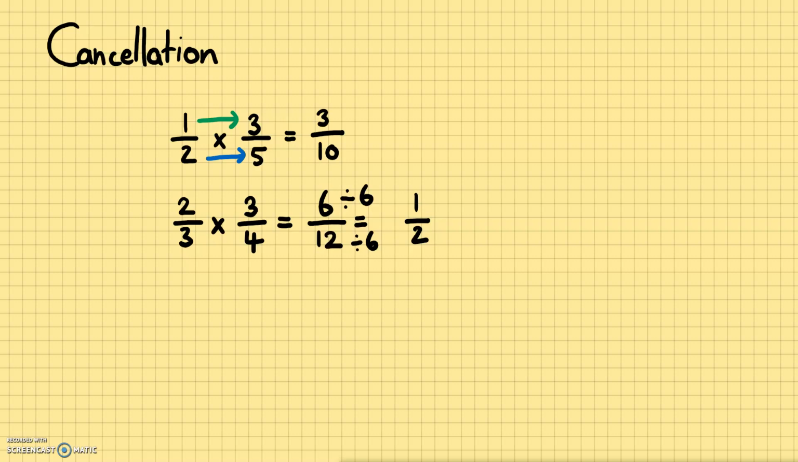But there's a simpler way of doing this. Notice, let's look at the original question here. I'll rewrite the question down here. 2/3 times 3/4. Let's look at the diagonal numbers. So 2 and 4 and 3 and 3.